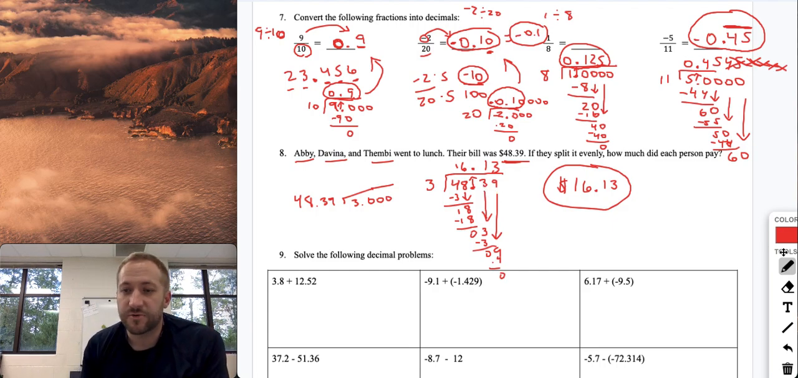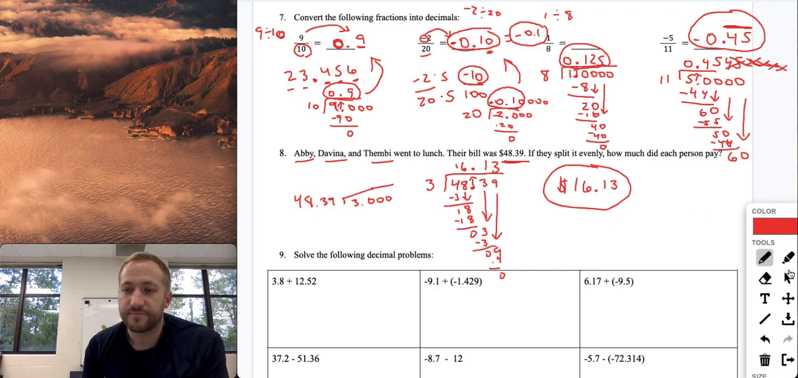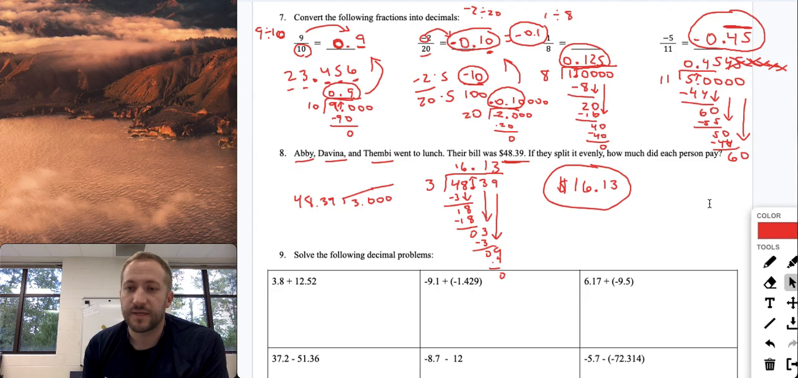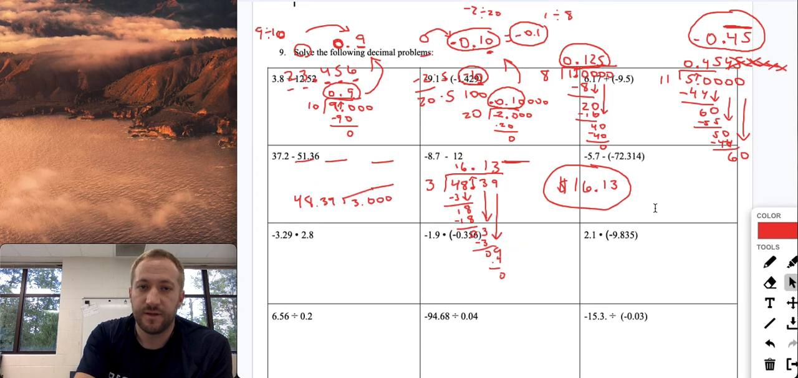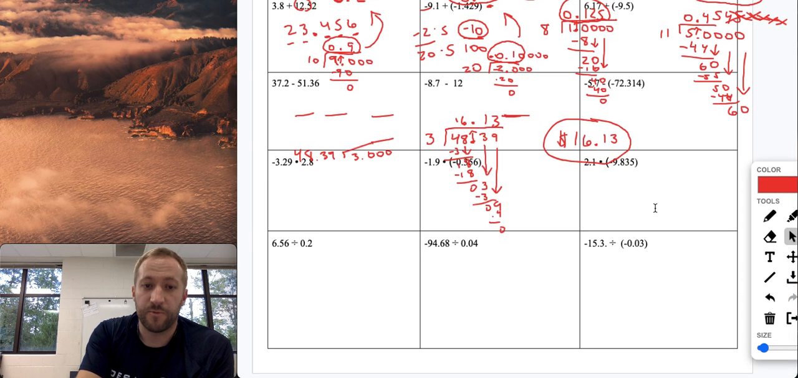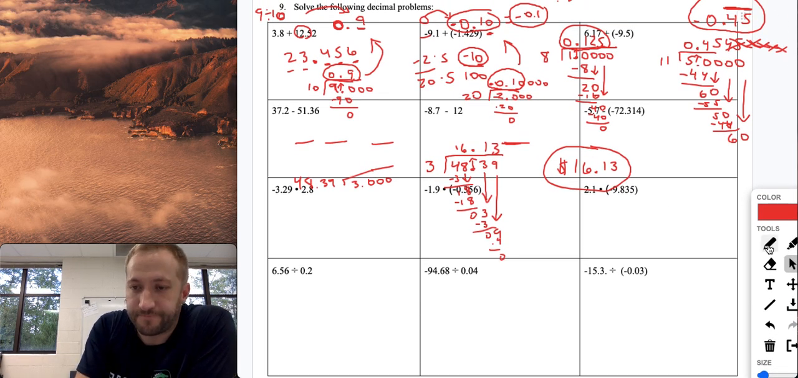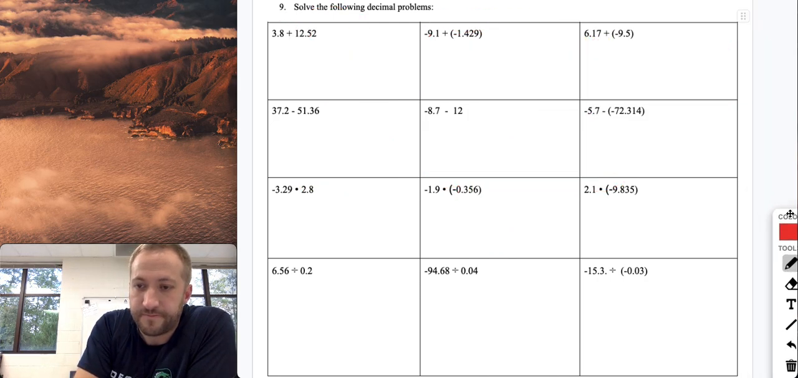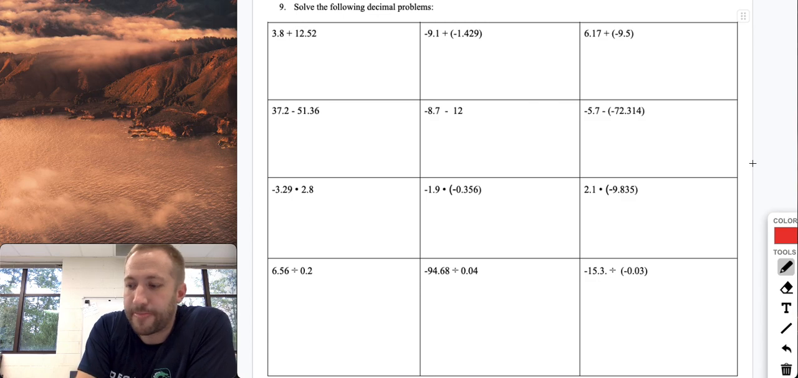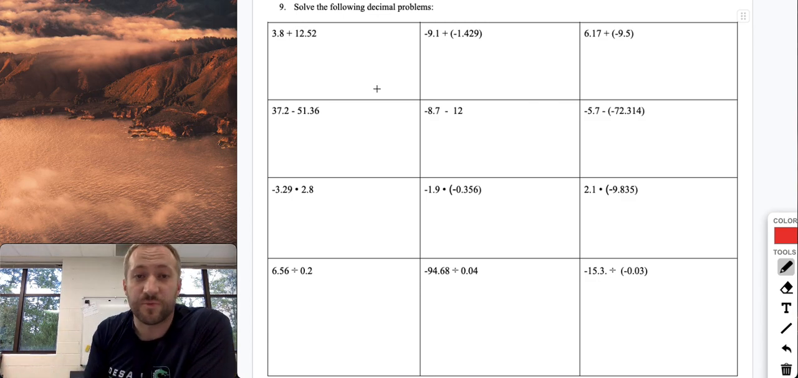Now, let me scroll down a little bit. Let's see, let's scroll down some. Now, we just have a bunch of division problems to solve. Right there. Get back over here. Let me give my previous work an erase. Out of the way. All right, now let's go through all these decimal problems.